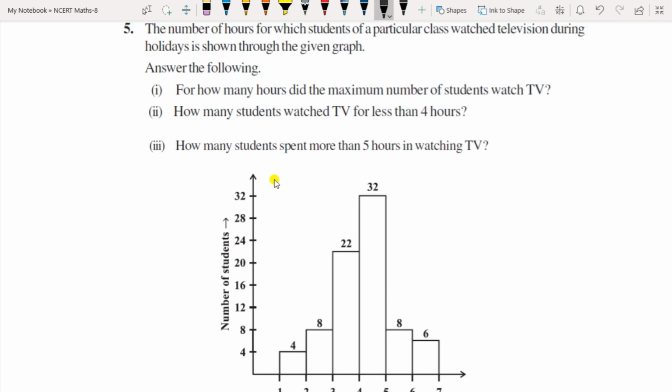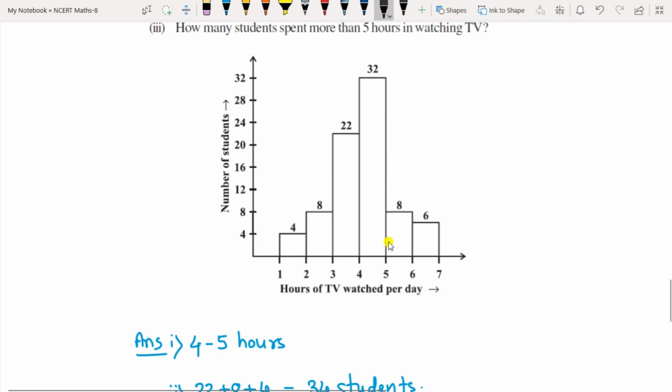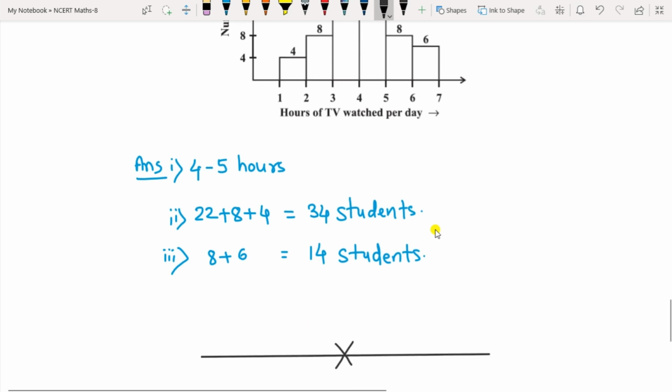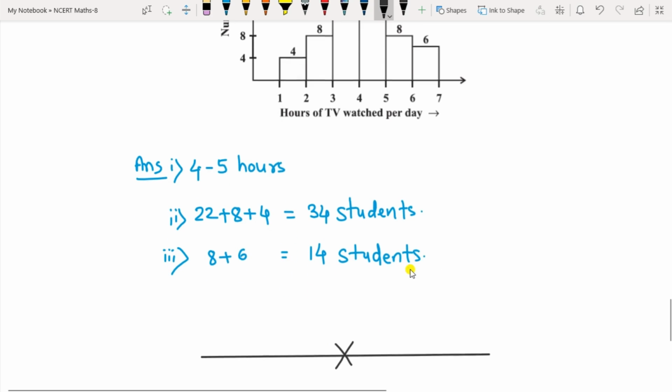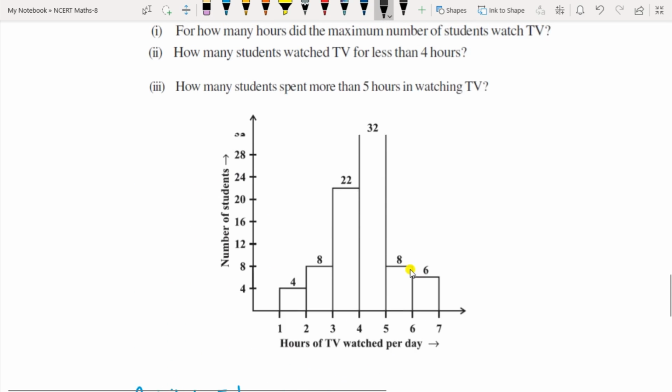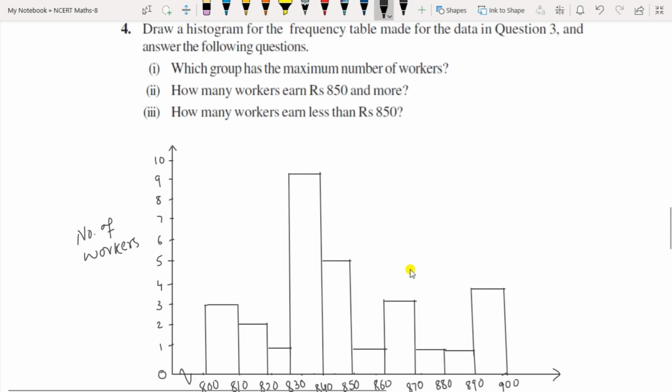Then the third one is, how many students spent more than 5 hours in watching TV? More than 5 hours. So this is 5 hours. More than 5 means 8 and 6. So that is 8 and 6 students. 8 plus 6 is 14 students watch TV for more than 5 hours. So this way you have to solve your exercise 5.1.